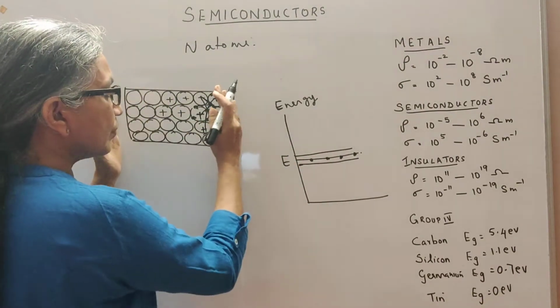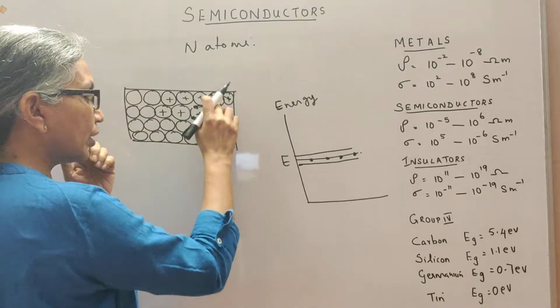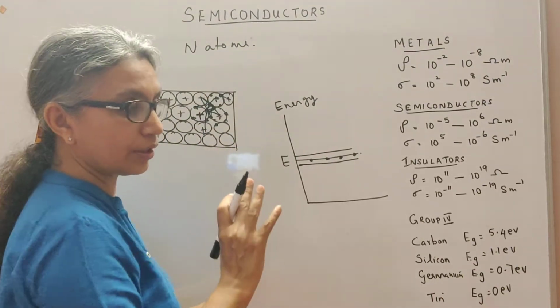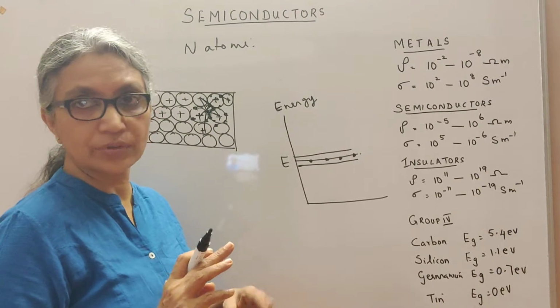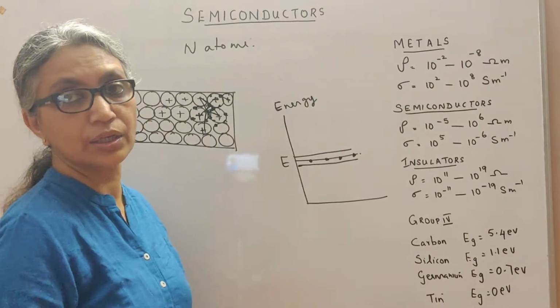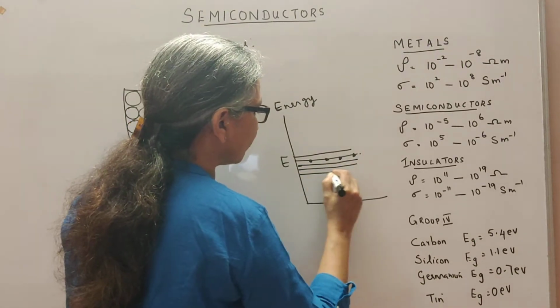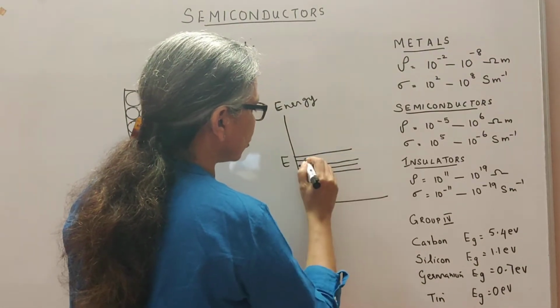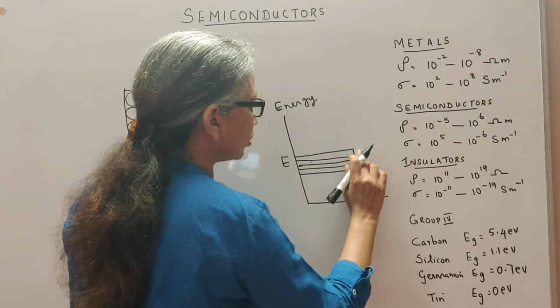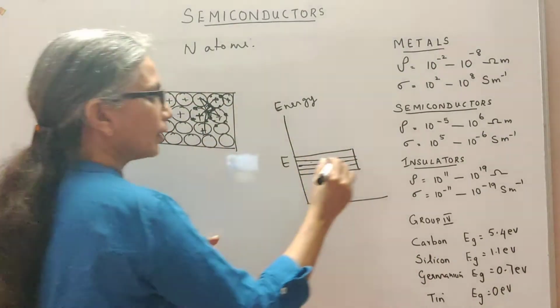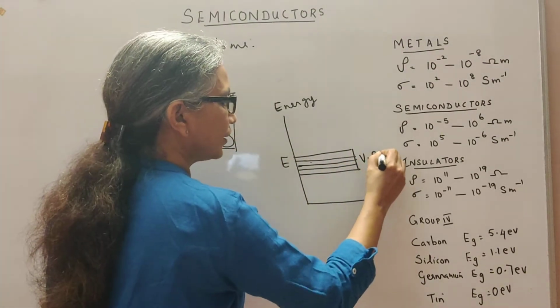So now you have n atoms and 4 valence electrons for each atom. So you have 4n different energy levels, and that range of energies possessed by these valence electrons, when they are brought together in a crystal, is what you call the valence band.